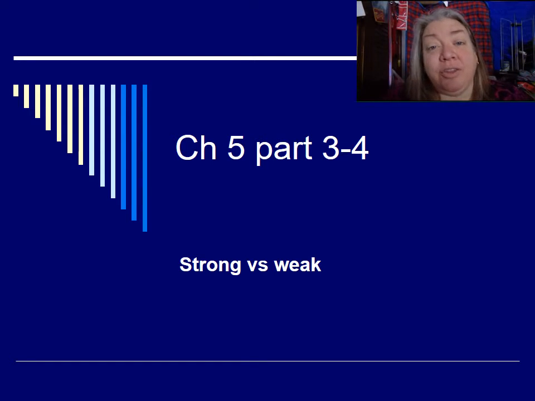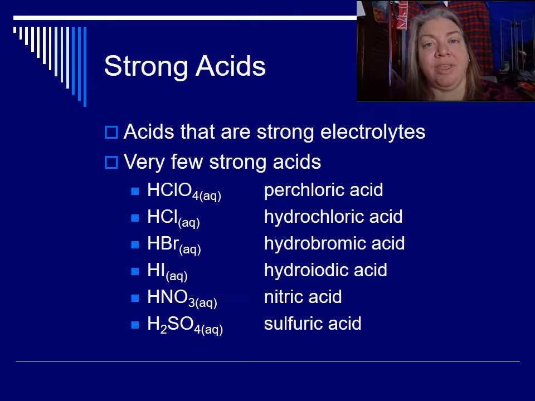Now we can also look at the difference between strong versus weak acids and bases. So let's see some of the specifics with that. There's actually very few strong acids. In fact, there's 6, and guess what? All 6 are located on this slide.